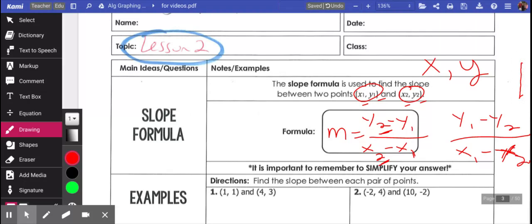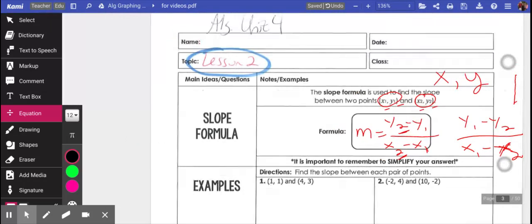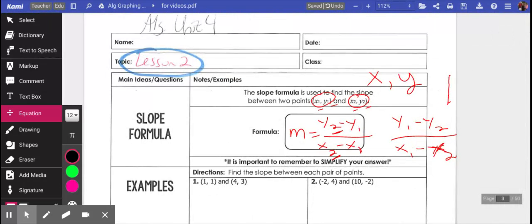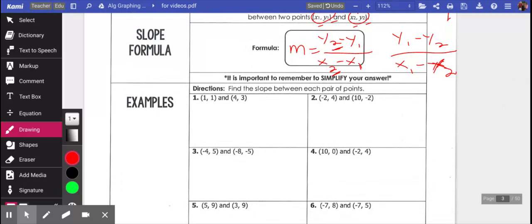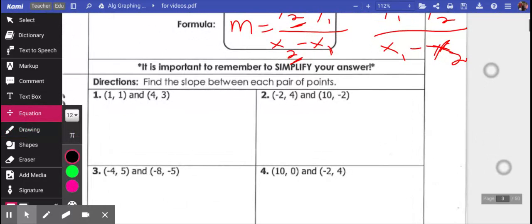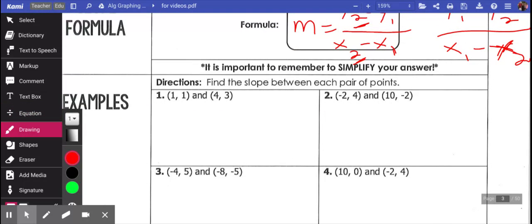Okay, let me scroll down here. Okay. So on the first one, and then we have to simplify, of course. So at number 1, we have the ordered pair 1, 1 and 4, 3. So I'm trying to make it zoom in. All right. So sometimes it helps to do like X and Y on top here, just so you remember, kind of a visual.